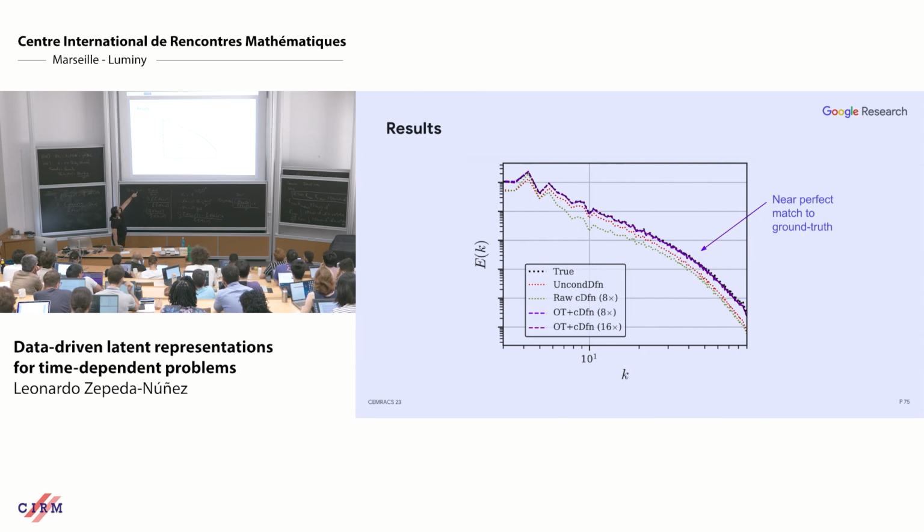If you don't do anything, you have this red one. If you don't do any debiasing, you have this green one that is pretty bad. And if you add this debiasing plus the upsampling, you are right next to the correct energy spectra. So basically, you have the correct, statistically correct features.